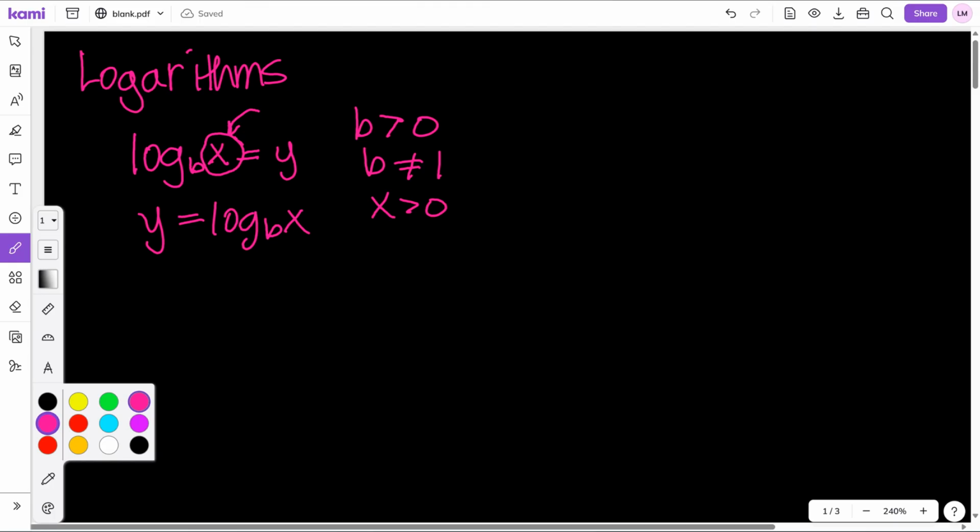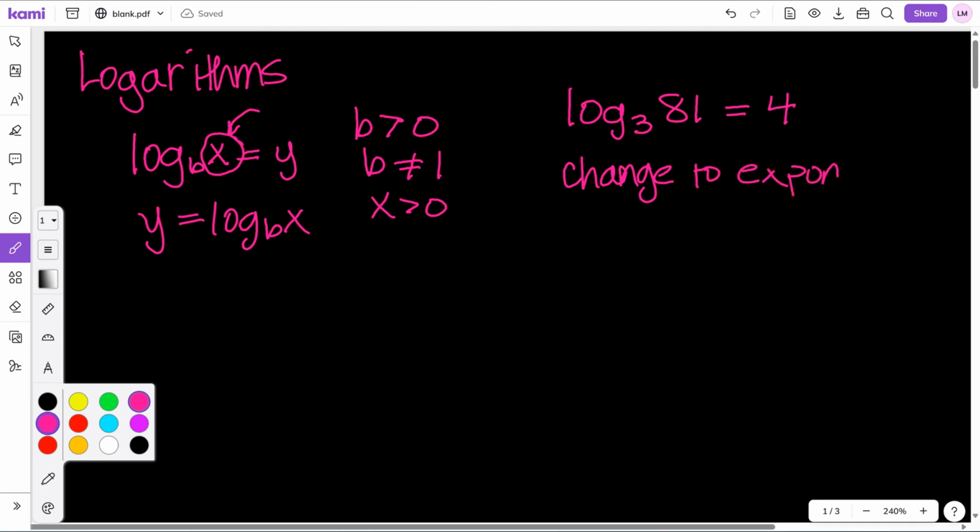So when I have a logarithmic function like log base 3 of 81 is equal to 4, and I want to change to exponential, the base is the base. That doesn't change. So b is b, and I'm going to start with my base to change to exponential.